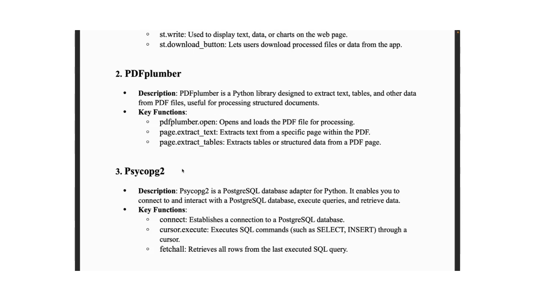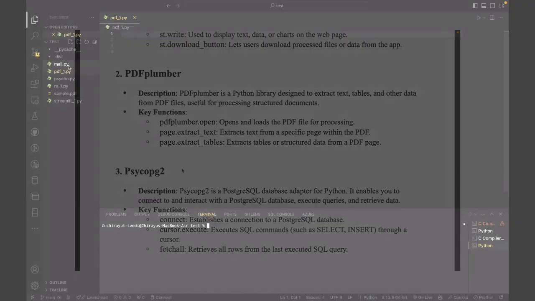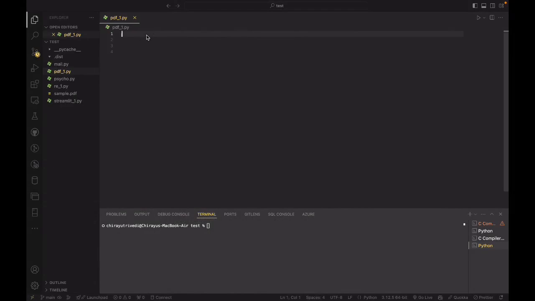And the key functions it has are pdfplumber.open, which opens and loads the PDF file, and page.extract_text, which is used to extract text from a specific page, and page.extract_tables is used to extract tables or structured data from a PDF page. Now let's see the example of PDF Plumber.